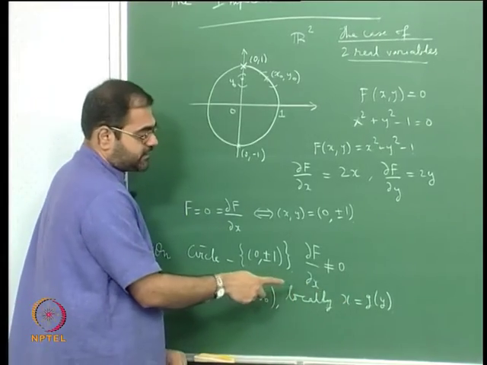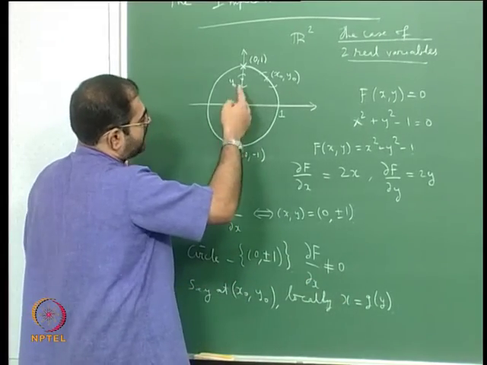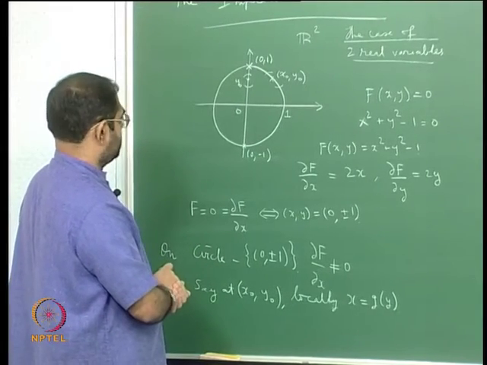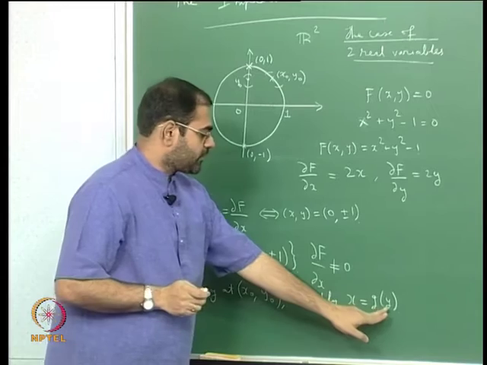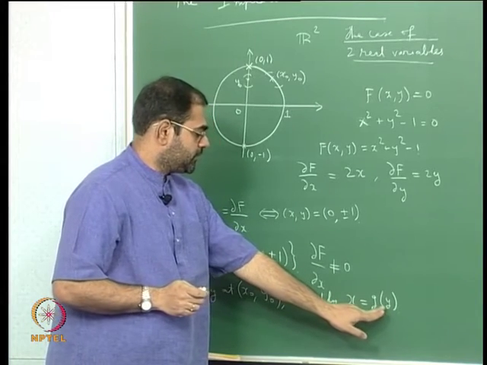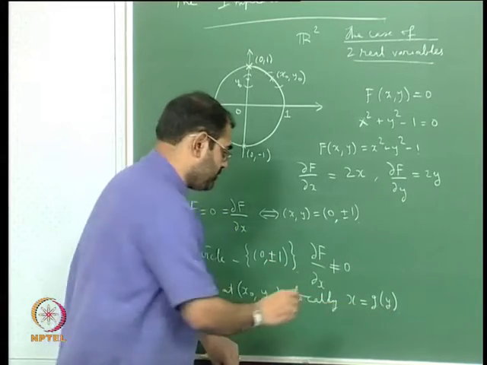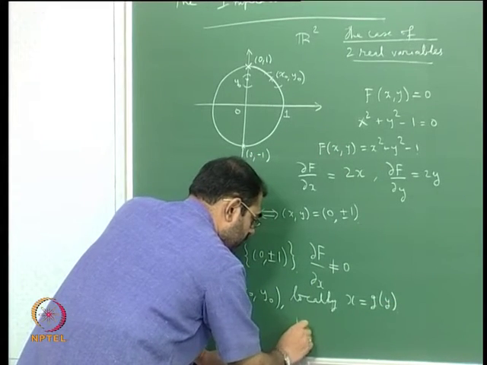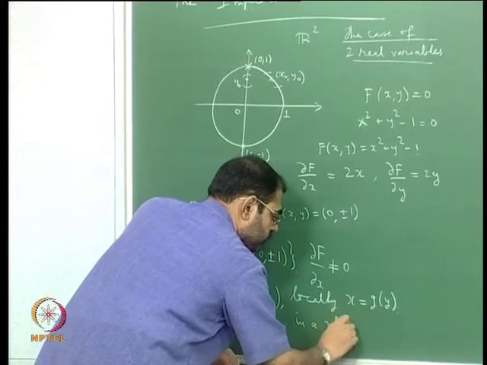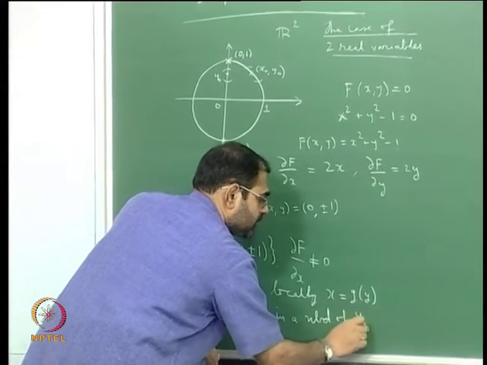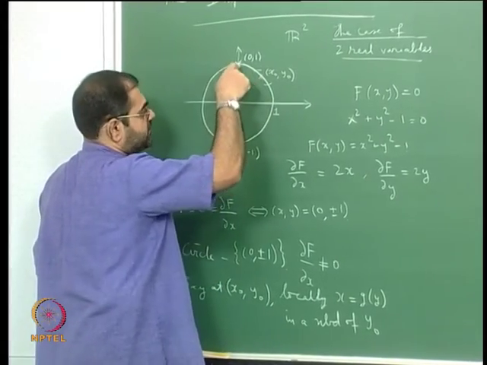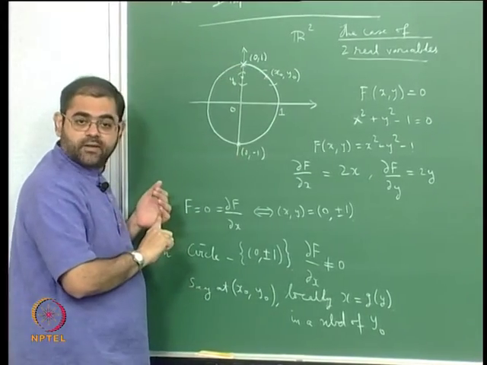So the point is, in this case, I can solve for x as a function of y locally at y0, in a neighborhood of y0. You see x0 comma y0 is a point on the curve, a point which is different from these 2 points.